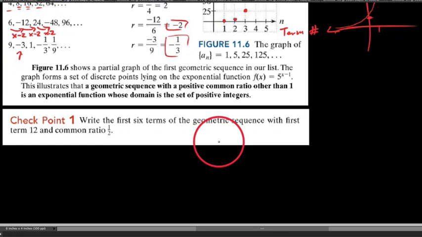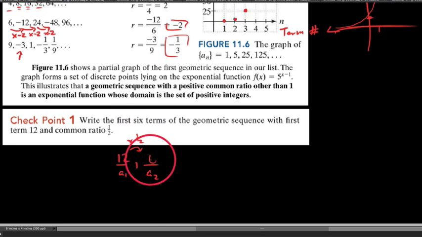So for checkpoint 1, what we're going to do is write the first 6 terms of a geometric sequence where the first term is 12 and the common ratio is a half. Really easily done. We know our first term, and so our first term here is 12. What would be the value of our second term? Because our common ratio is a half, we take 12 times a half, and we would get 6.